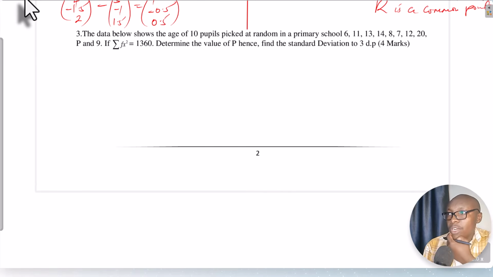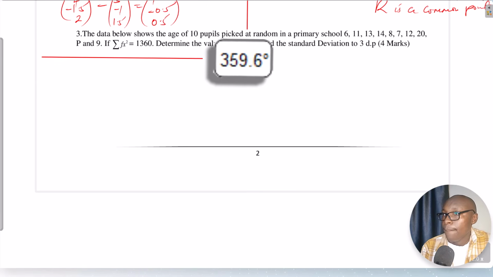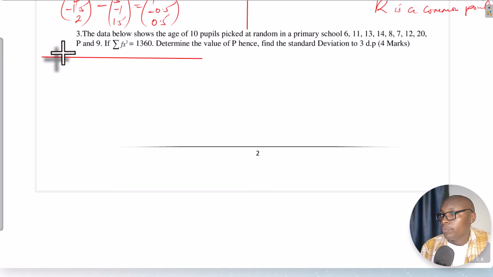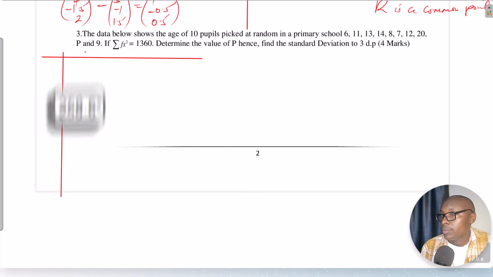For us to get fx squared, we need to get the frequency, and the frequency for all these values, as you can see, will be 1. So I will prepare a table. I don't see any value that appears twice. These are ungrouped data. So let me prepare a small table here that I'm going to use.